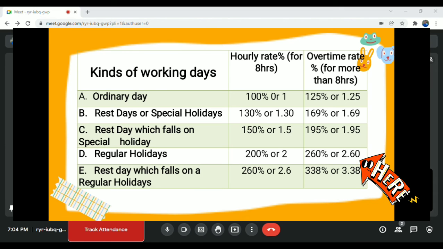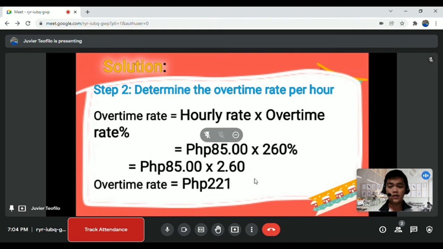if you're going to compute the overtime for more than 8 hours. Okay, let's use this numerical value of 260% or 2.60. Now we have here the 85 pesos times 2.60 is equal to 221 pesos, and this is our overtime rate. And now we have the hourly rate of 85 pesos and the overtime rate of 221 pesos. Now let's use that to get our final answer.